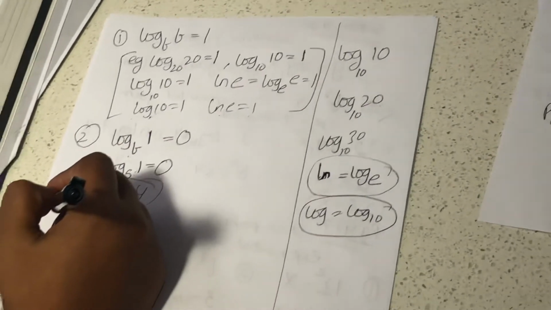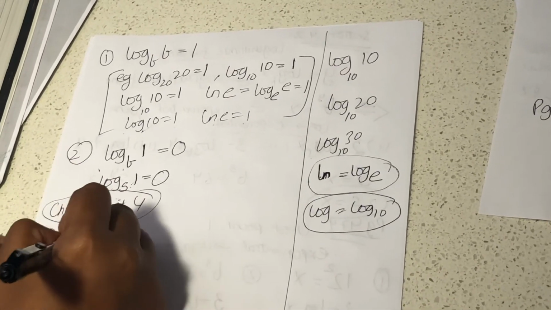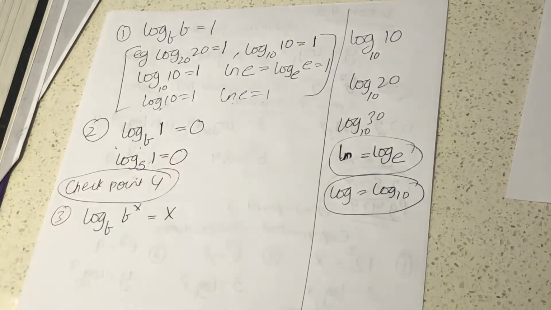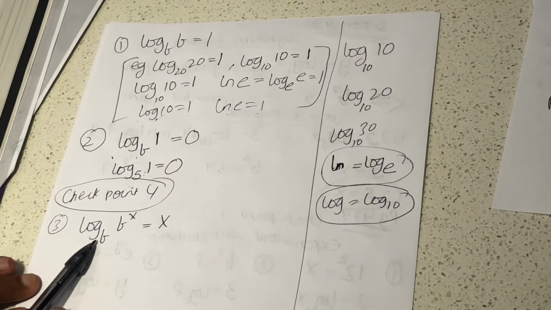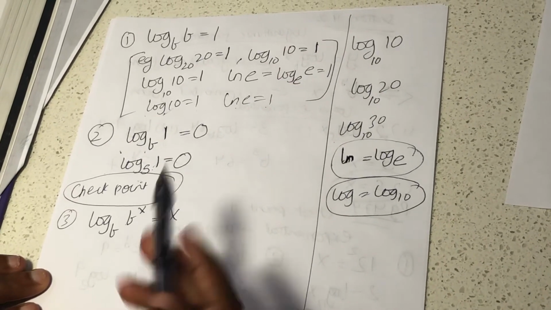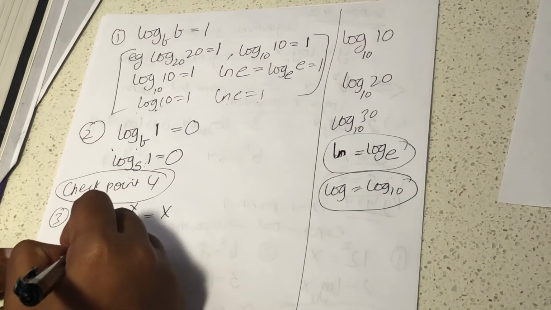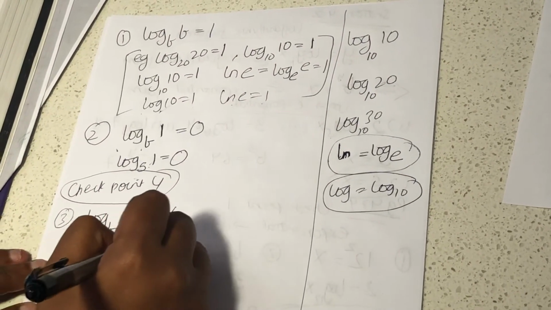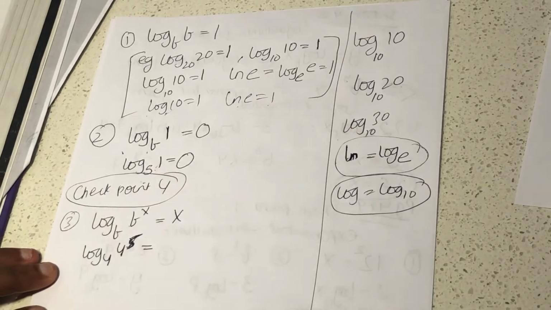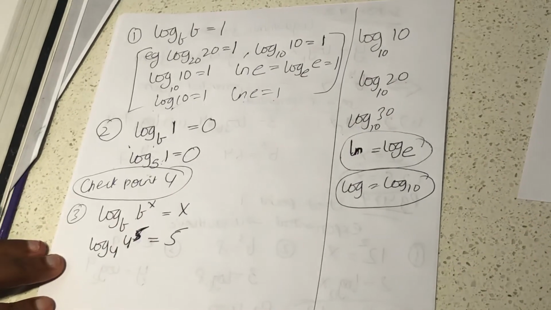Next thing we're going to do is another property. What it says is, if you have log base b to the power of x, it is always equal to x. So if you have log, the base is the same and the b is raised to power x, if they both are the same, then it's always equal to x. Basically, remember, they cancel out and you're left with just x. So suppose I give you log 4 to the power of 5. What is it equal to? Just remember, it cancels, you're left with 5.